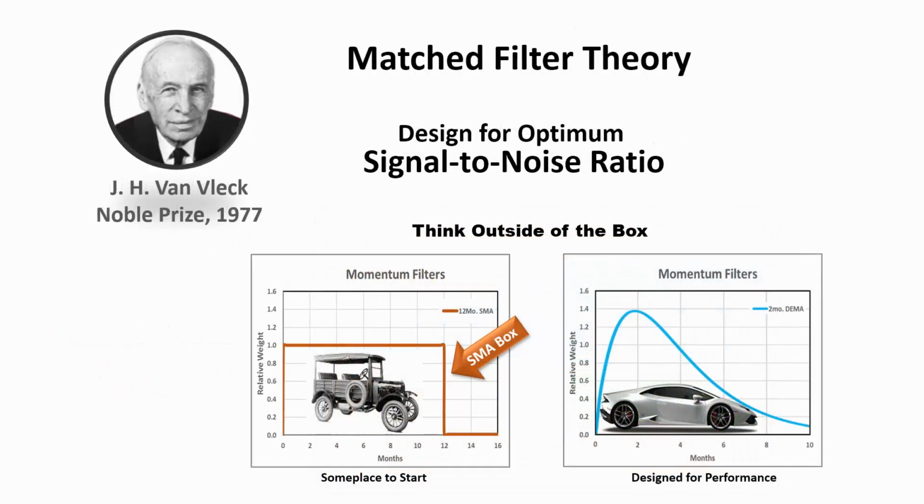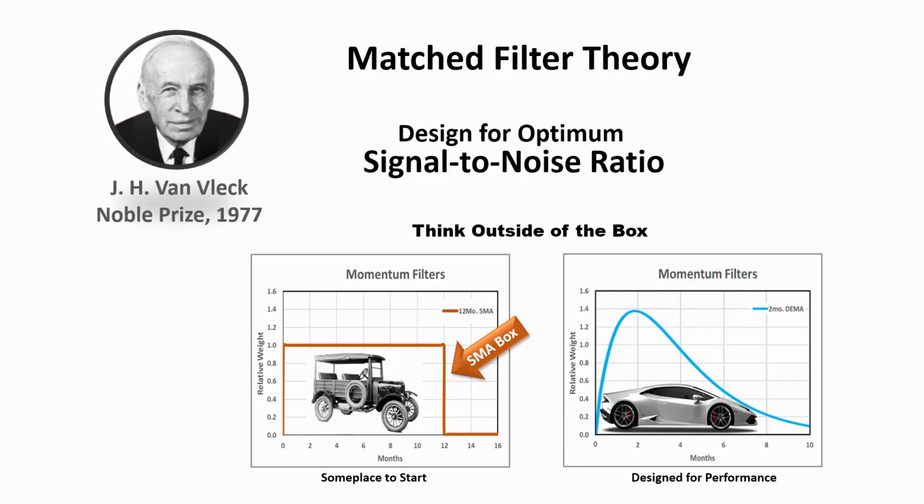Nobel Prize winner John Van Vleck proved in 1946 that there was a method to design a filter that produced optimum signal-to-noise ratio. It turns out that the 12-month simple moving average, primarily used even today by academics and the industry, is nowhere near the optimum design. It's as efficient as driving a Model T Ford down a fast interstate highway. The optimum shape for fast cars and momentum filters is not a box.